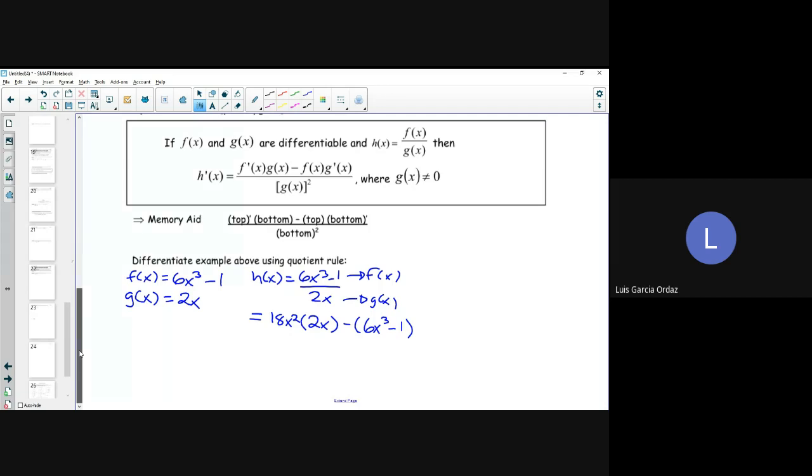Derivative of 2x, what is it? 2. And then all over 2x squared.